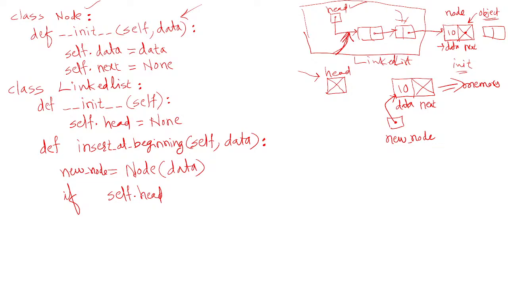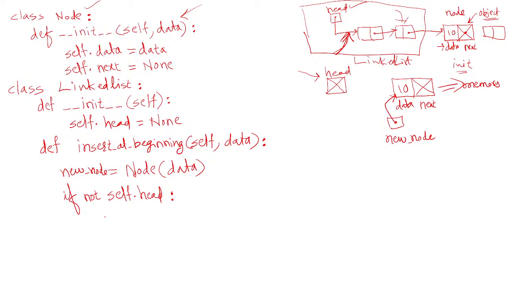It becomes false. So to make it true, what we can do is use the not keyword. If not self.head, the meaning is, if head is not pointing to anything, that means head contains a None value, a null pointer. If head is not pointing to anything, you can say please point to this new node. That is what we can say.